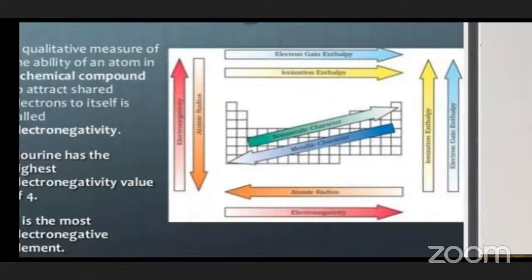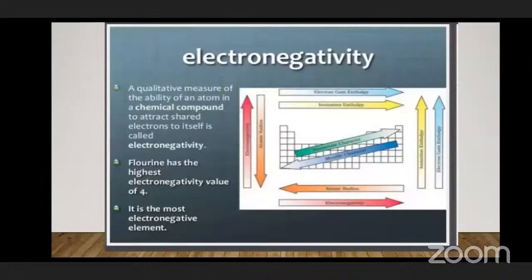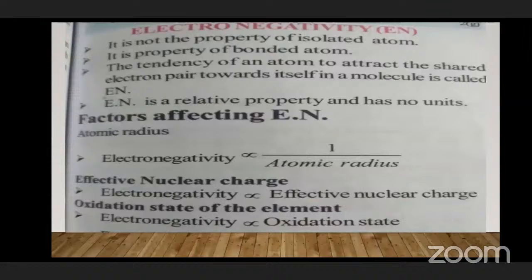So these are the periodic properties generally in the periodic classification. We have discussed different types of periodic tables. After that, depends on what factors, and the factors are what? How they are varying in groups and periods. Electronegativity, it is not the property of an isolated atom. It is the property of a bonded atom. The tendency of an atom to attract the shared electron pair towards itself in a molecule is called electronegativity.